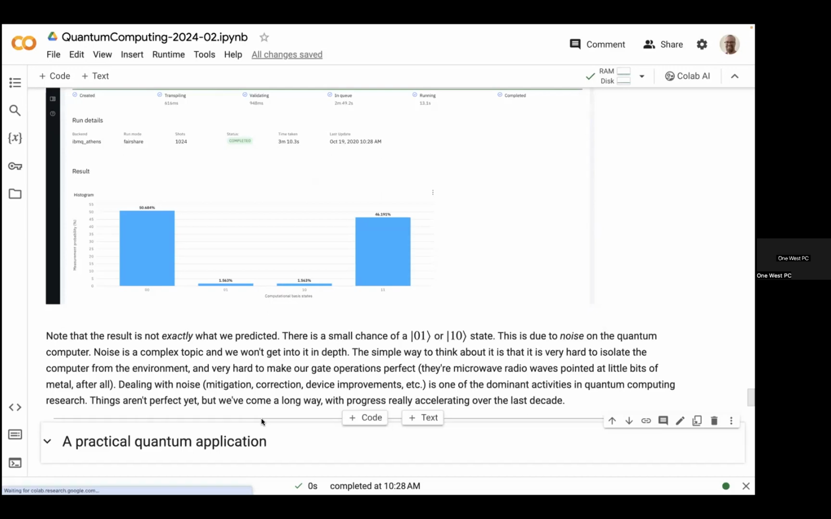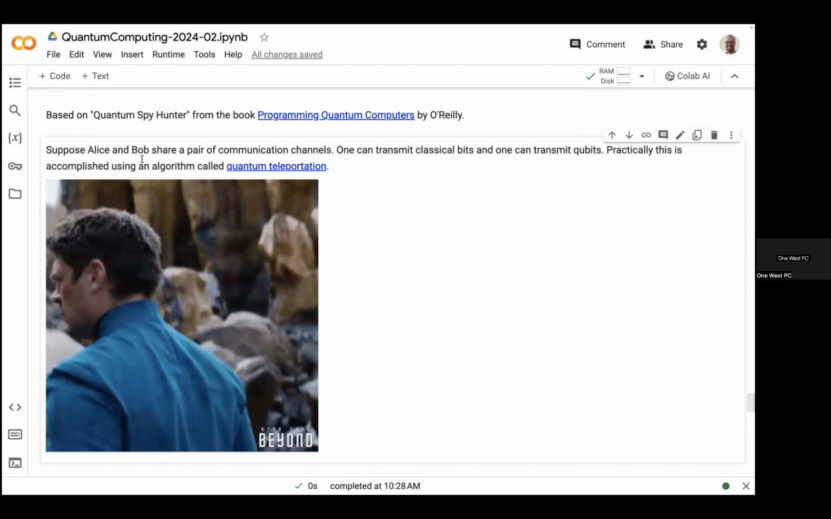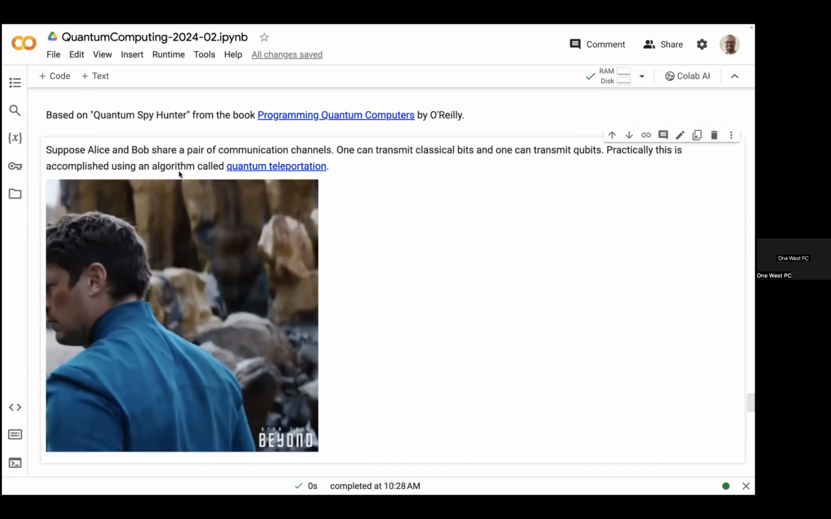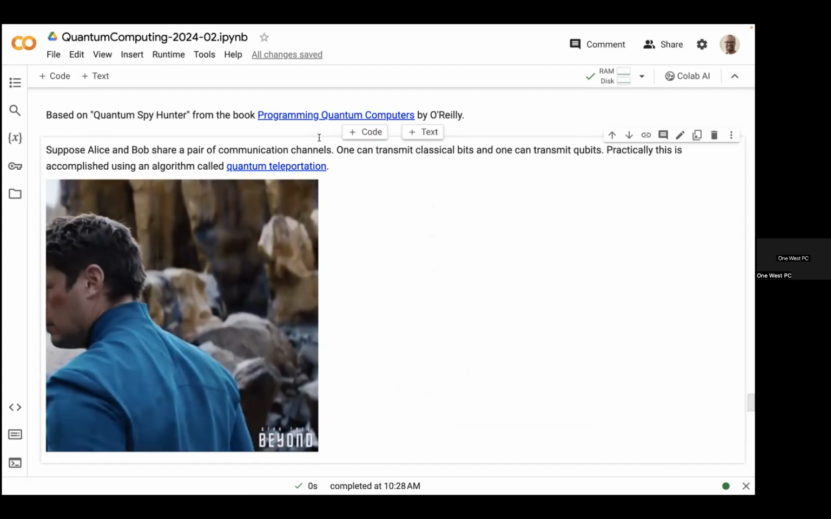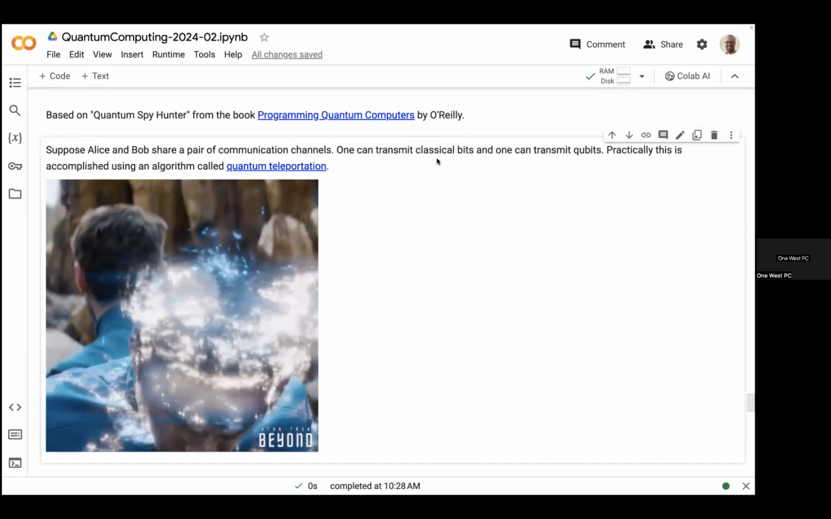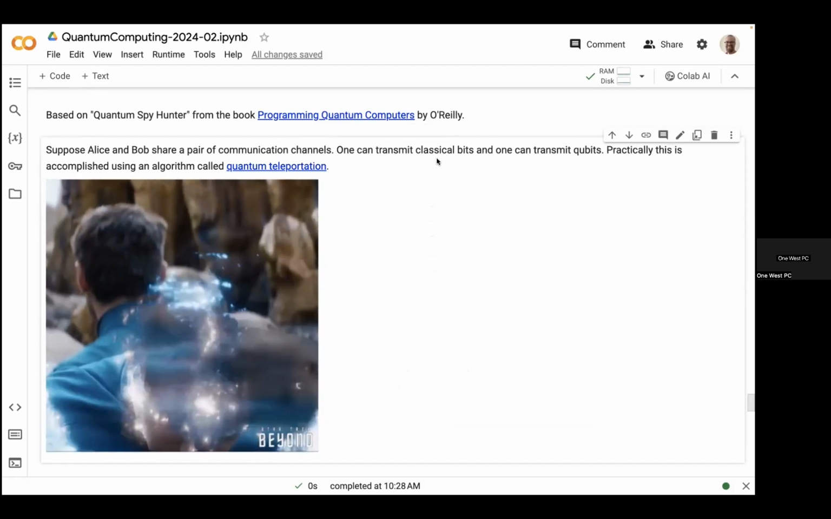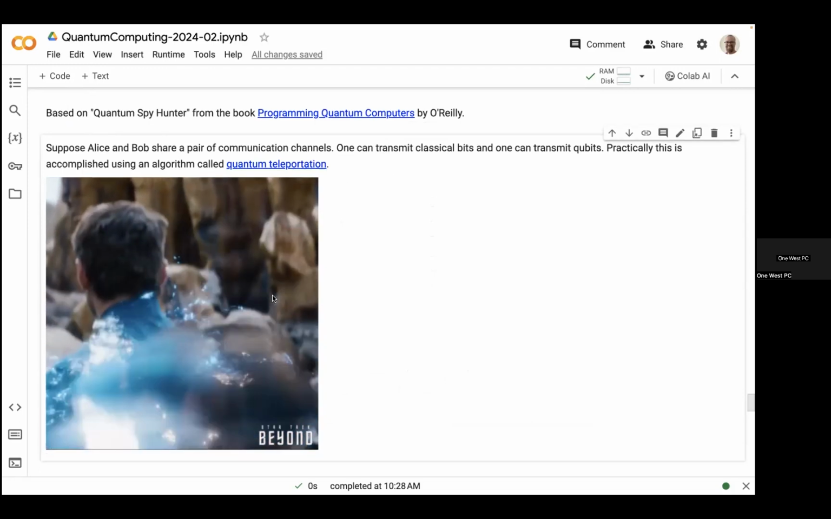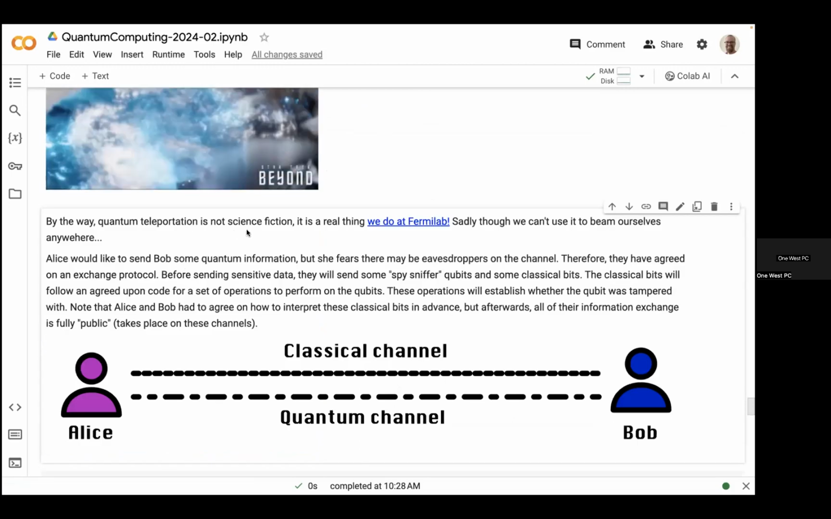Okay, so practical quantum applications. So this is a quantum teleportation application. We have the traditional Alice and Bob sharing a pair of communication channels. They can transmit classical bits on one channel and quantum bits on another. This is practically accomplished using an algorithm called quantum teleportation, right? Which sadly is not quite as cool as beaming up in Star Trek. But it isn't science fiction.